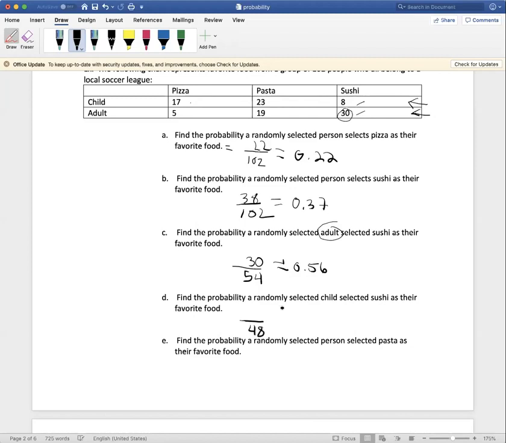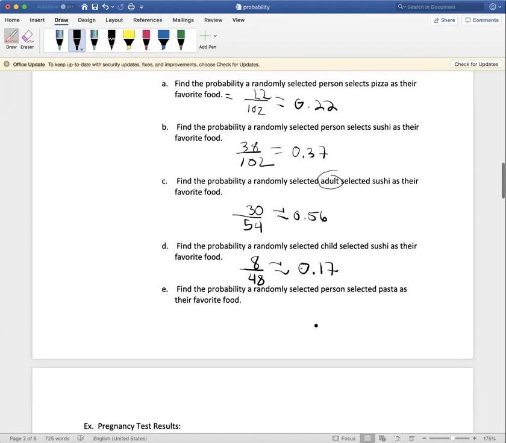And find the probability they selected sushi. Well, kids don't like sushi as much as other stuff, so we have 8 out of 48, which is approximately equal to 0.17. Rounded, again, we're rounding these to 2 decimal places unless otherwise noted.